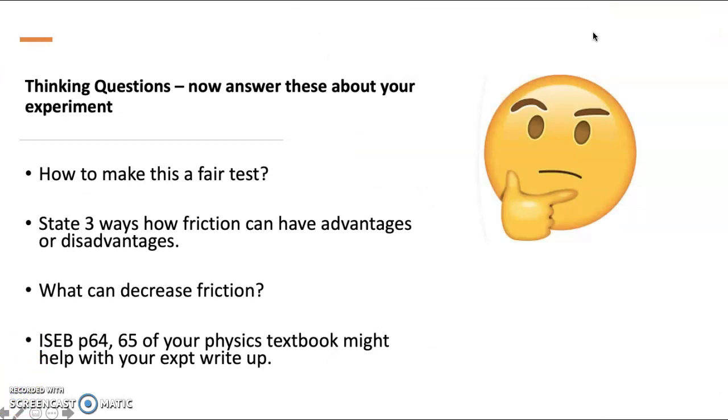Now that you've completed your experiment design and experiment, there are some questions for you to think about. So, in your notes as well, I'd like you to write down how you think you made this a fair test. Can you think of 3 ways of how friction can have advantages or disadvantages? Then have a think about what can decrease friction. Is there any way that we can reduce friction from occurring? Again, the ISEB textbook pages 64 and 65 might be able to help you with your experiment write-up.